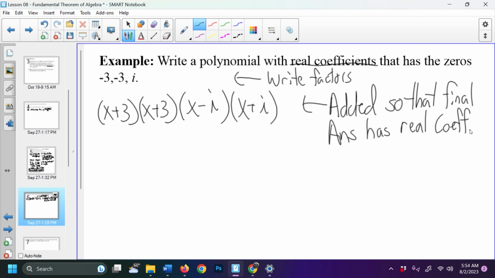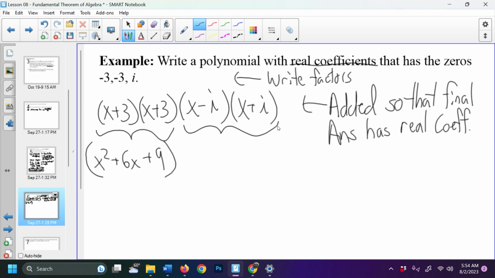So we're adding so that it has real coefficients. All right, so we're going to multiply these two together and these two together. And so for the first one we can distribute. We can go x times x is x squared. x times 3 is 3x. And then 3 times x is another 3x, giving us a total of 6x. And then 3 times 3 is 9.